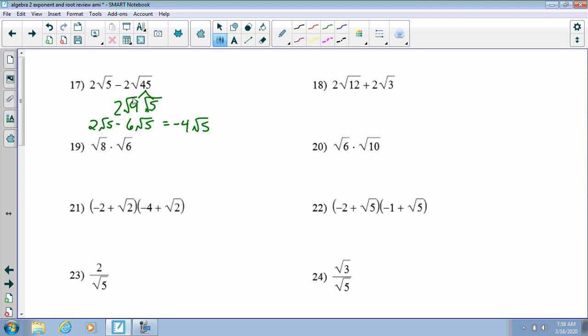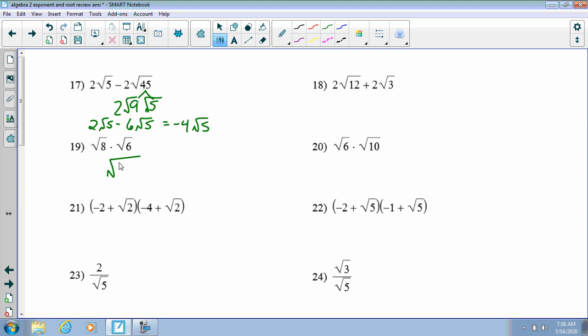If you have a number that's in the front, you'll have to multiply those together. Okay? Alright, now I'm multiplying square roots together. So just multiply the two numbers inside of your square root, and then see if you have something that you can take out to the front.